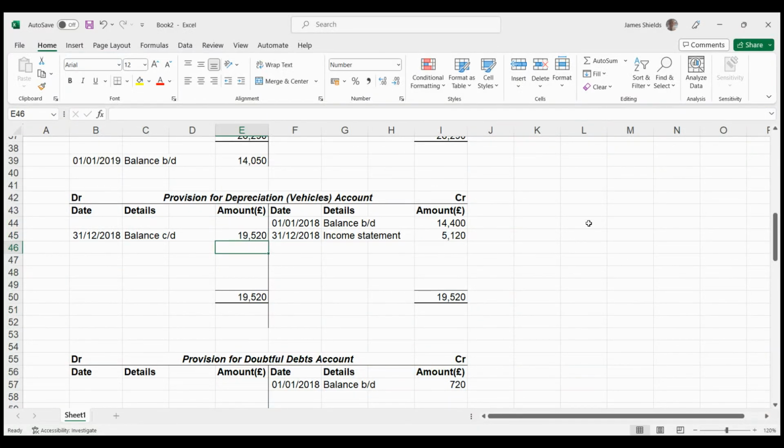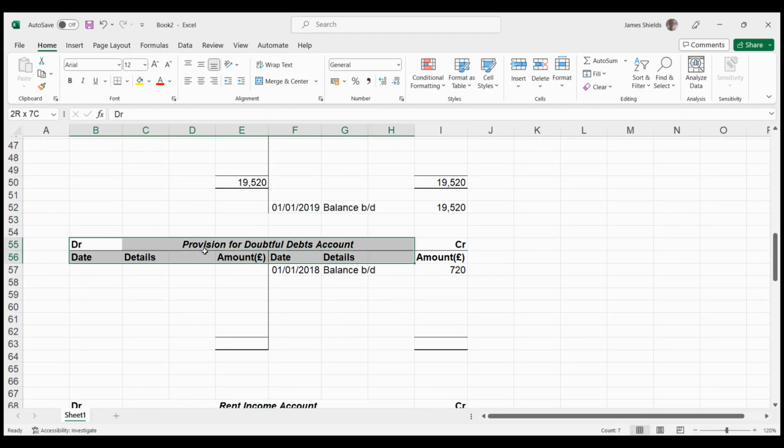£19,520. Now remember, there's usually a mark for the brought down figure. So you've got a balance carried down, you've got it brought down on the opposite side, underneath your totals. So balance brought down, the amount's the same as the carried down amount of £19,520. And the date's going to be the next day, which is going to be the 1st of January 2019. So that's your provision for depreciation vehicles account.